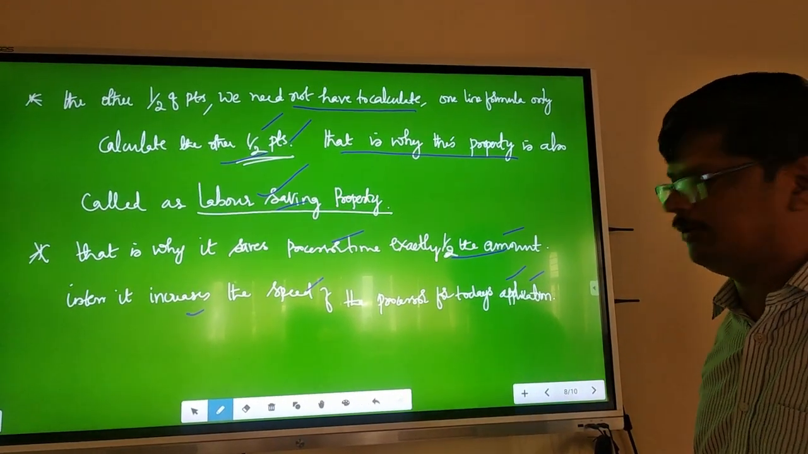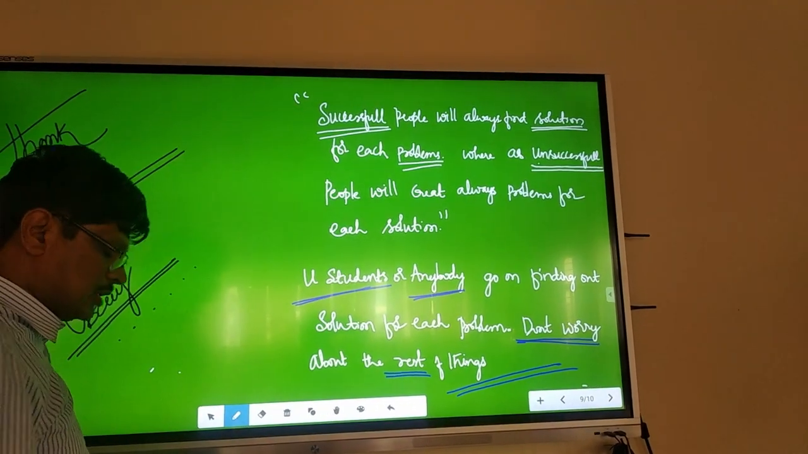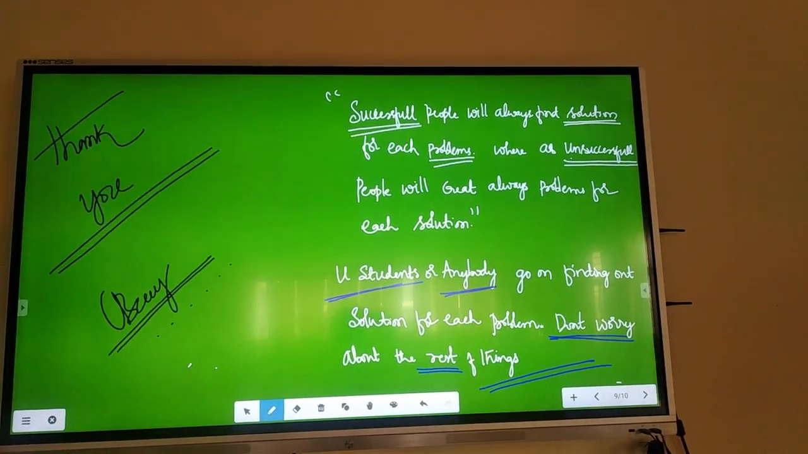Processor speed, and in today's applications you need speed only. Right? That's all. I hope I am clear. Thank you very much. In the next sessions we'll see problems on these properties only.